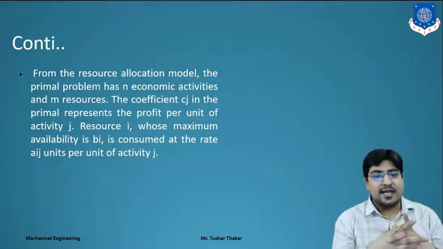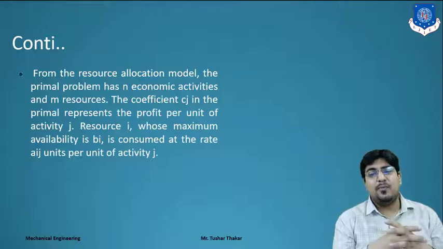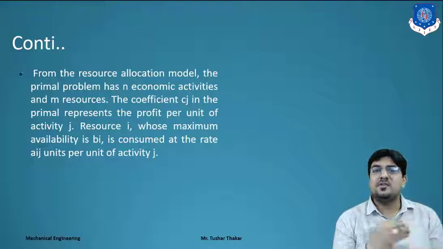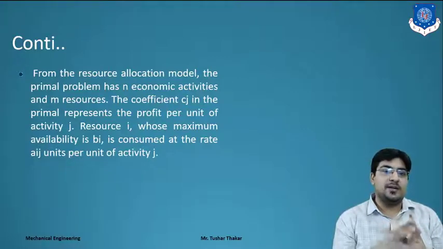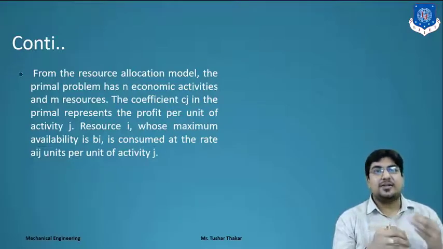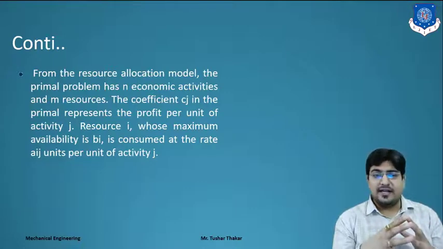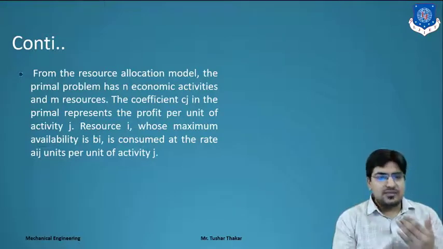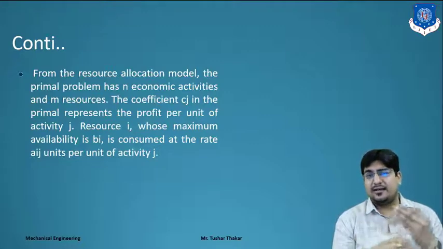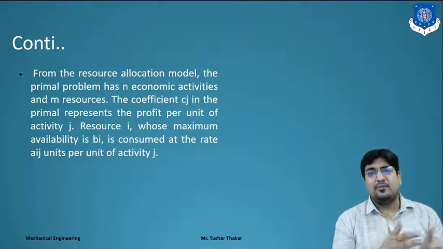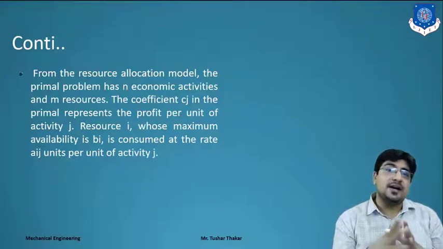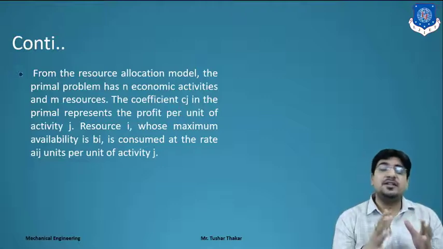Next, from the resource allocation model, the primal problem has n economic activities and m resources, and the coefficient Cj in the primal represents the profit per unit of activity j, and resource i, whose maximum availability is bi, is consumed at the rate of aij units per unit of activity j. These are the basic key terms while converting the primal to the dual, and we have to consider which type of parameters are used for the economic interpretation of the duality.